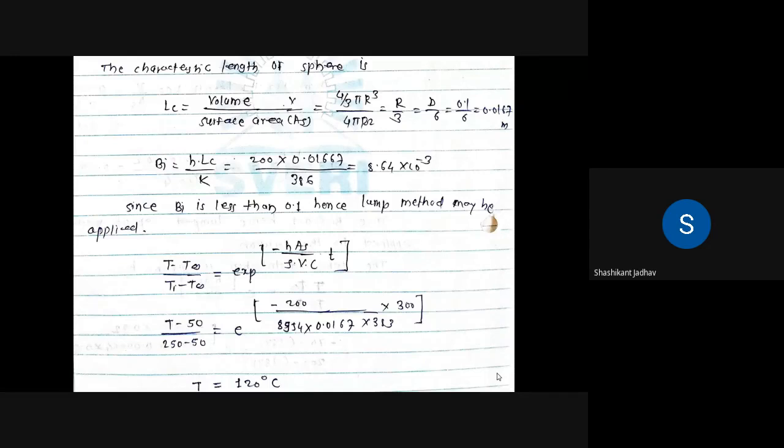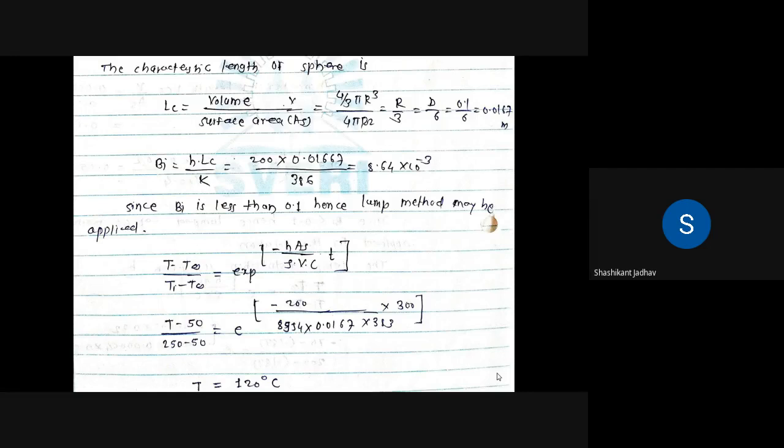Okay. So volume by area is nothing but the characteristic length. So instead of A_s by V, we have to write that LC value directly, that is 0.01667, in the denominator. So we have to calculate the value of T. Surrounding temperature is given as 50 degrees Celsius. Initial temperature is given as 250.